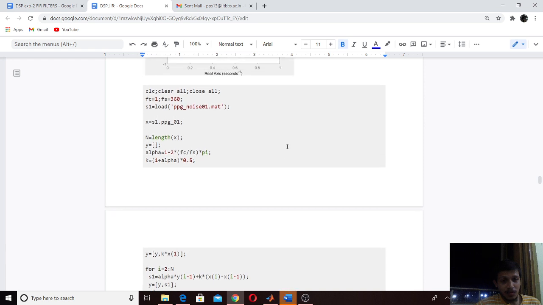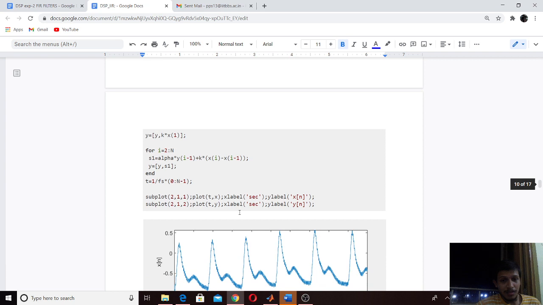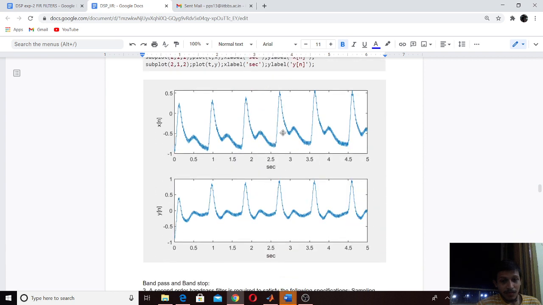And this is the code for simulating a real-time PPG signal for a simple first order high pass filter. As we can see, the faster time variations are emphasized in y of n.